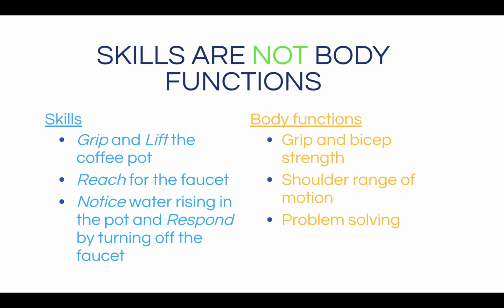Now, if you want to reach for a faucet to turn the water on, go ahead and use your hand to reach out and turn the faucet on. What body functions are you enacting or initiating? That would be your shoulder range of motion. It could also be your elbow range of motion if you're extending or straightening out your arm.